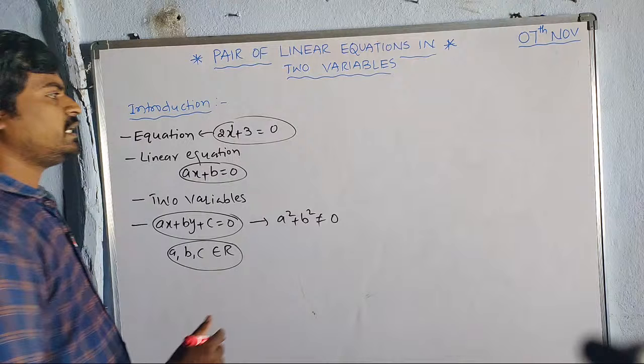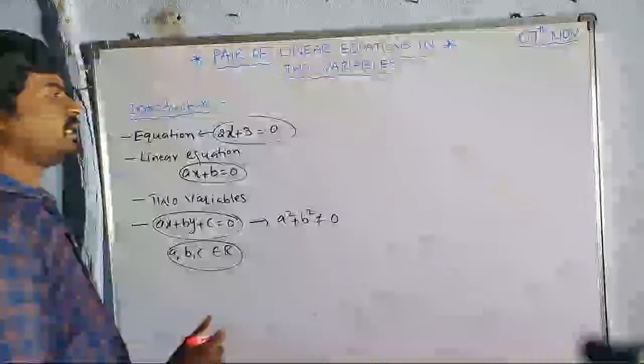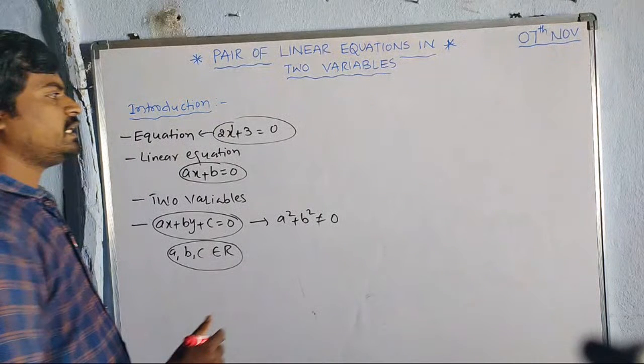So friends, next come to the point here. What is the chapter name here? Linear equation in two variables. So friends, now you observe carefully. This is about the graph and the number of solutions. Now come to the point: pair of linear equations in two variables. Pair is nothing but, you know very well, two.